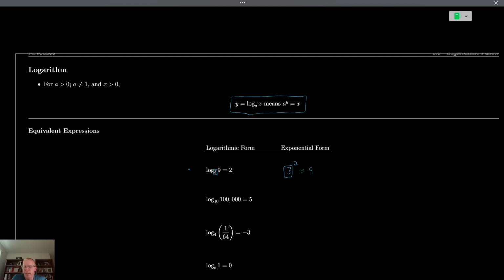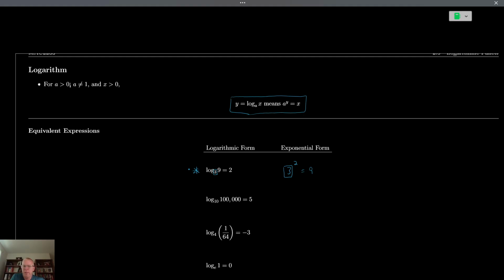Generally speaking, it's a good idea to have one like this that's easy to remember. Formulas with just variables in them may or may not be easy to remember. But we all know 3 squared equals 9. And if you remember log base 3 of 9 equals 2, that's a good one to remember. Then you can convert this to other expressions and equations.